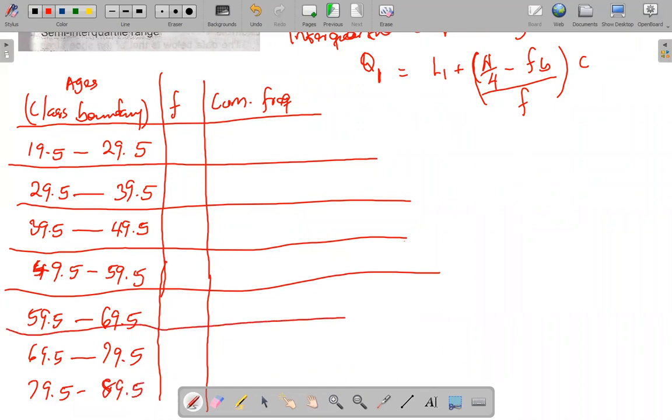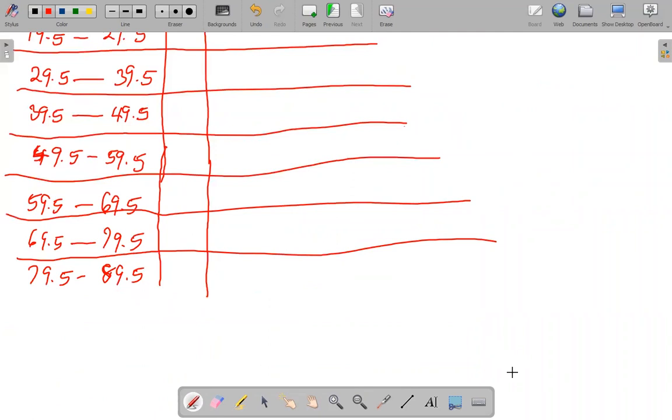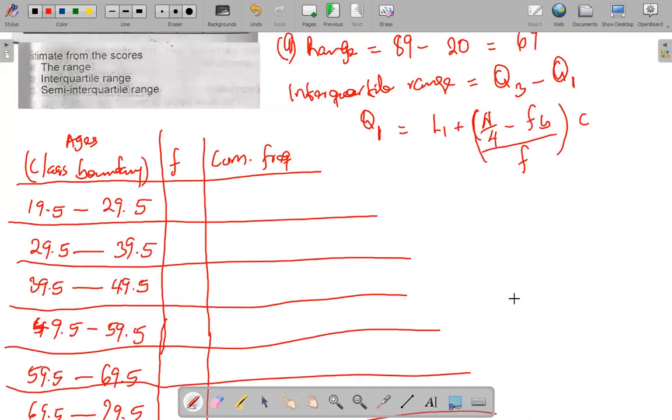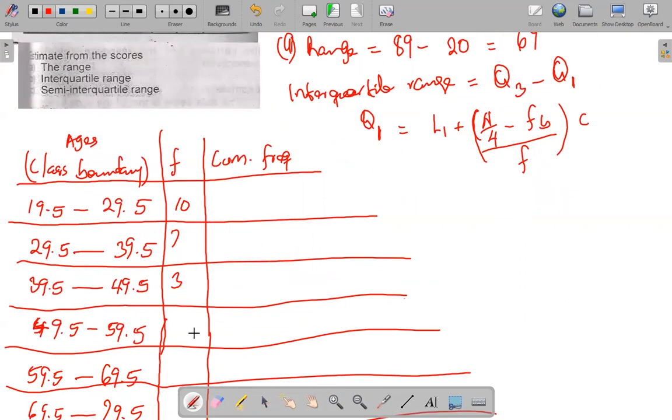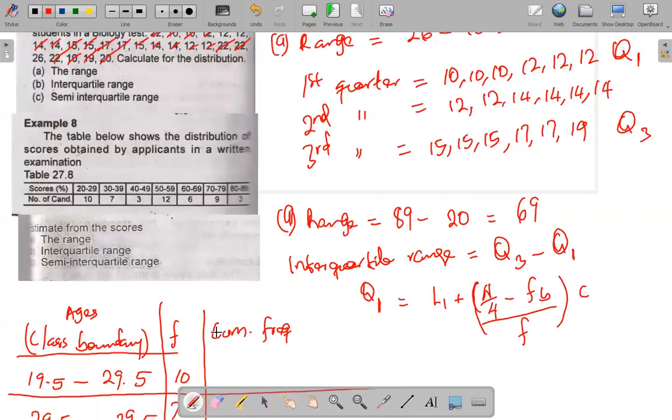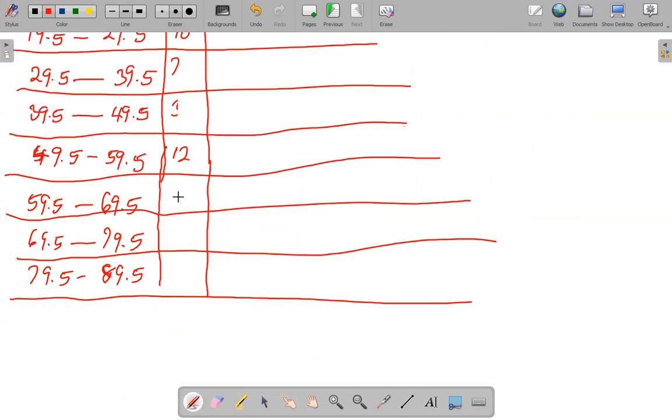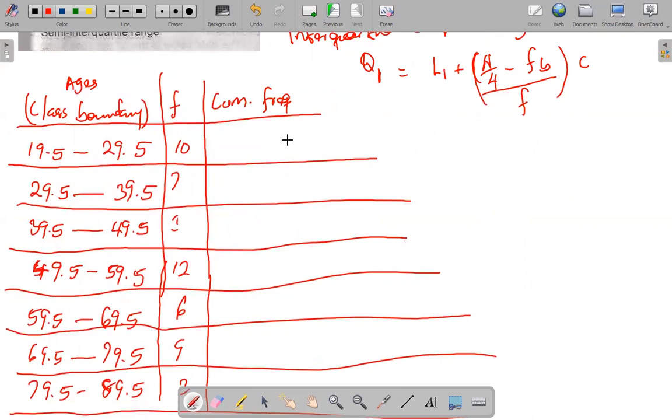Okay, we'll put lines to separate them so that we don't get confused when trying to pick the frequency and the cumulative frequency. So what is the frequency of the first? We have 10, we have 7, we have 3, 12. Next is 6, 9, and 3. And the cumulative for the first one still remains as 10, 10 plus 0.